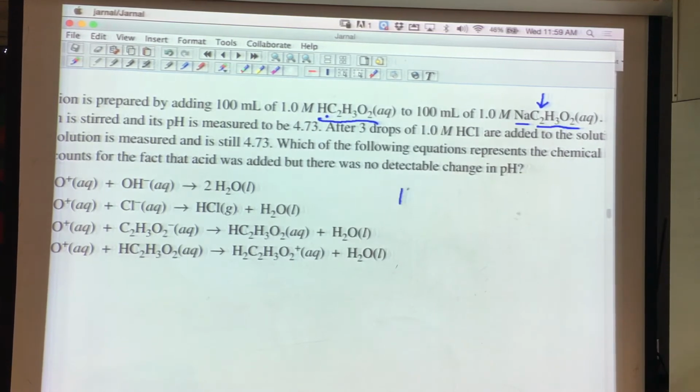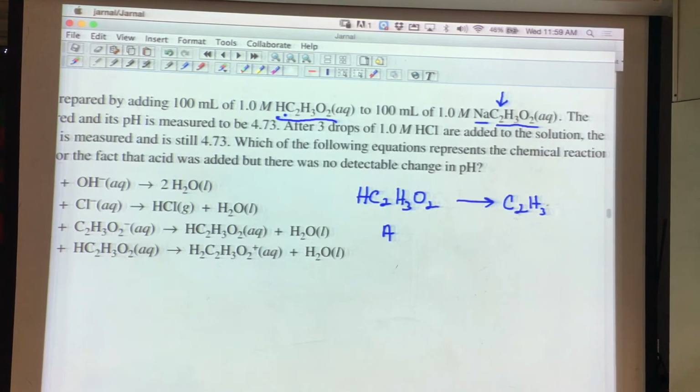So I'm adding HC2H3O2, that's the acid, conjugate acid, and I'm also adding indirectly C2H3O2 negative. This breaks apart to Na plus, it spectates. So I've got my base and conjugate acid. I can't say this enough, and I've been saying it over and over again. They love buffers. You'll see 3 or 4 questions on buffers.